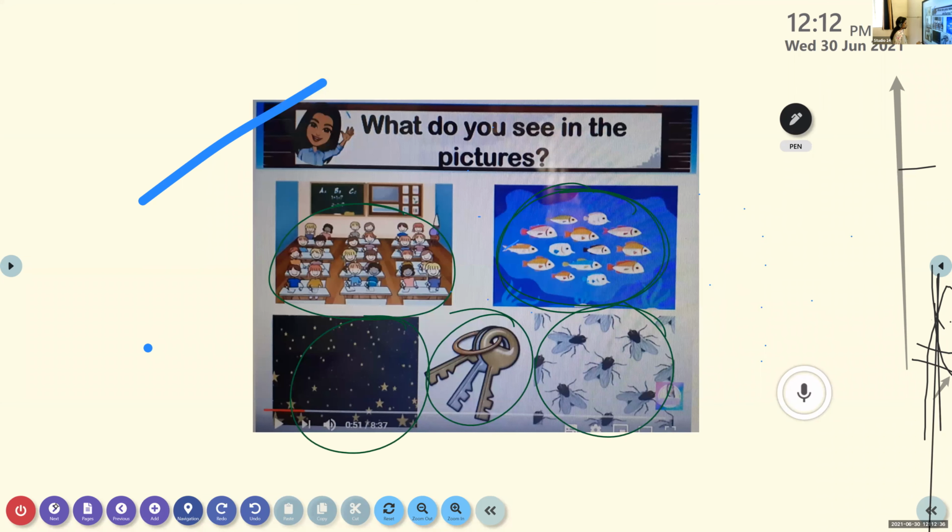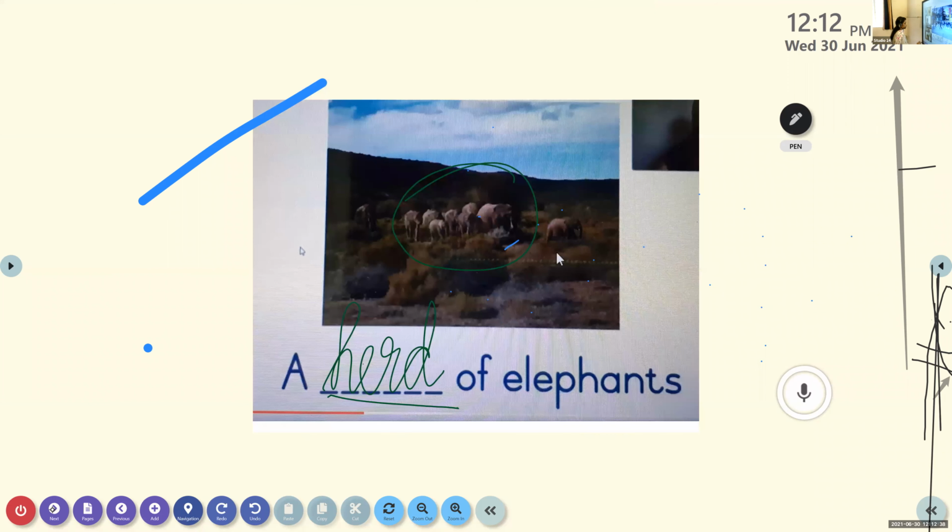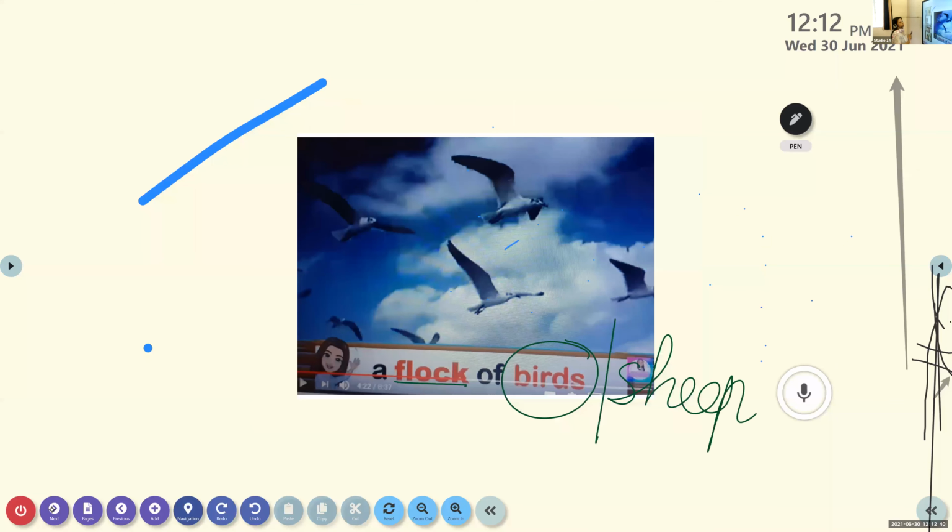Even for the birds, what do we use? We say it is a flock of birds. All of you, please do learn it. So for sheep as well as for birds, we use the same collective noun, that is a flock of birds and a flock of sheep. Clear? Clear to all? Are you learning?